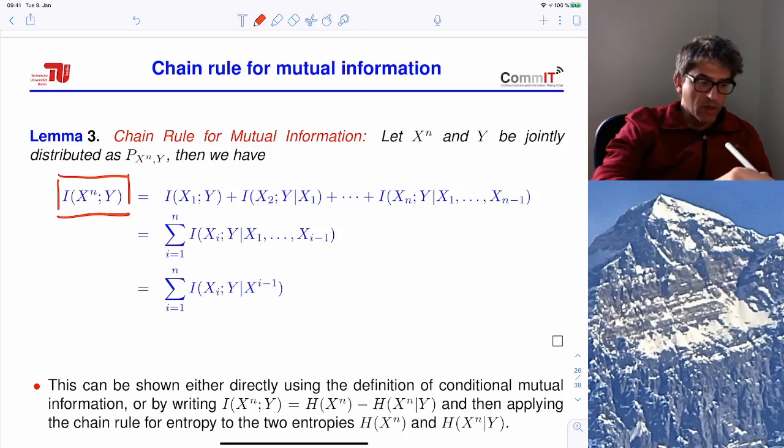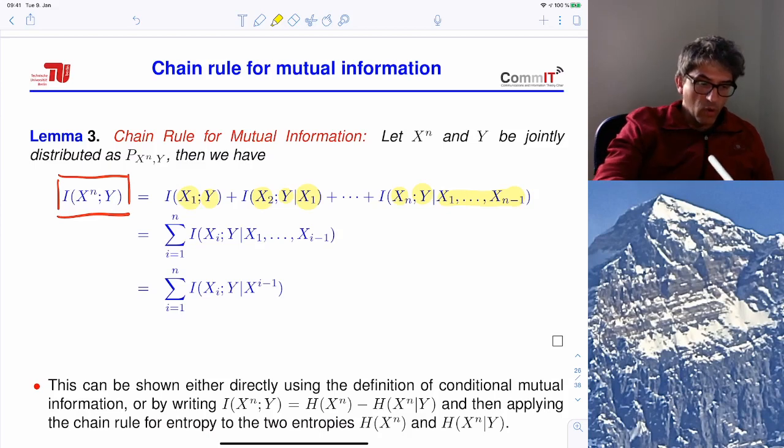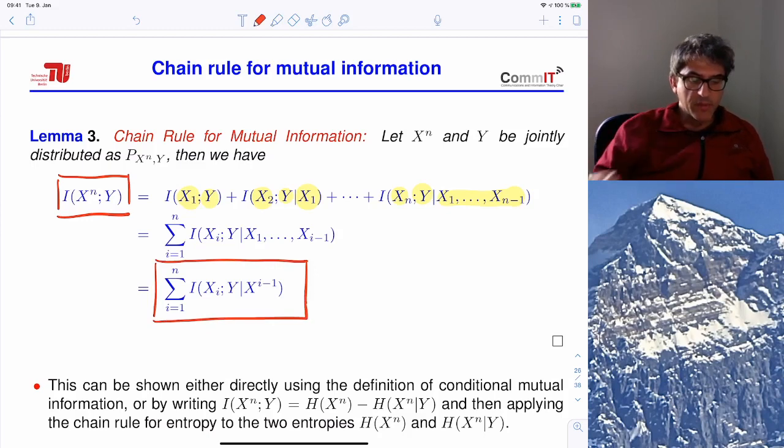And this expansion is given as follows. The mutual information of xn and y is the mutual information of the first component x1 and y plus the mutual information of the second component and y conditioned on the first, and then you keep going like this until the end where you have the mutual information of the last component and y conditioned on all the past random variables. So more briefly, this can be written with the notations that we have already introduced. It can be written in this way.